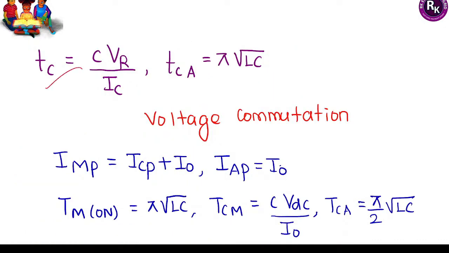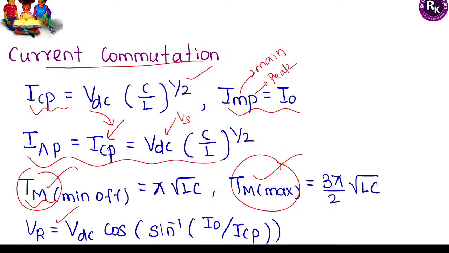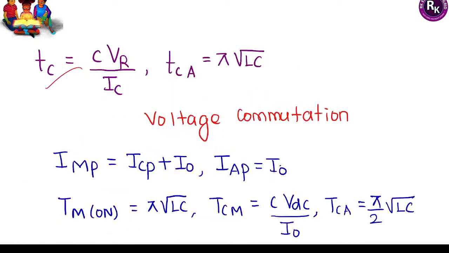Next, this is the circuit turn off time. We have seen main thyristor off time, minimum time, maximum time, everything. Here I am talking about the whole circuit turn off time. The formula for VR we have already calculated, and the capacitor current we know, so just substitute and you will get the answer. Next, this is the circuit turn off time of the auxiliary thyristor. Here I wrote the maximum peak current.